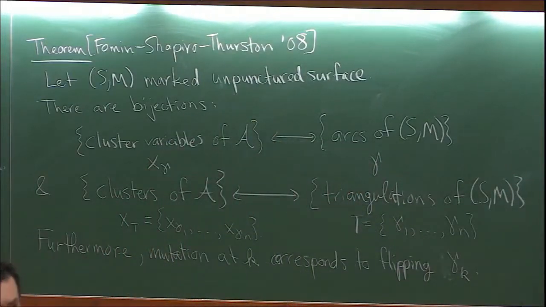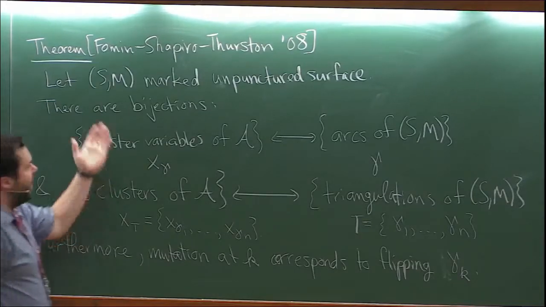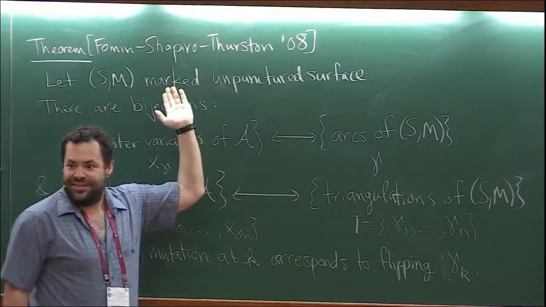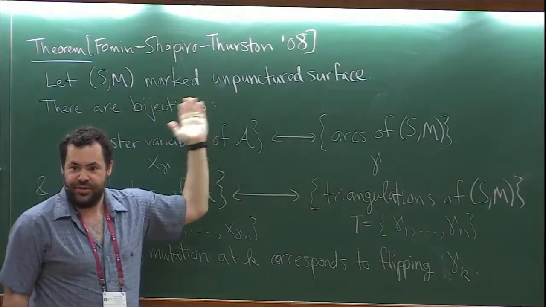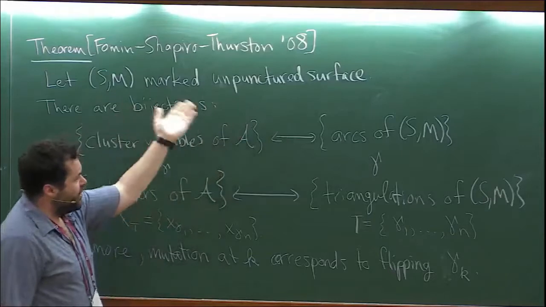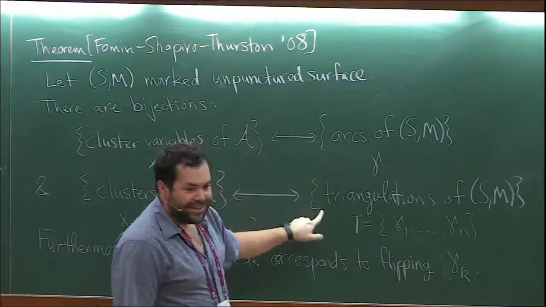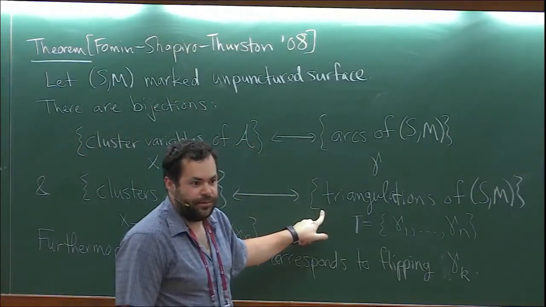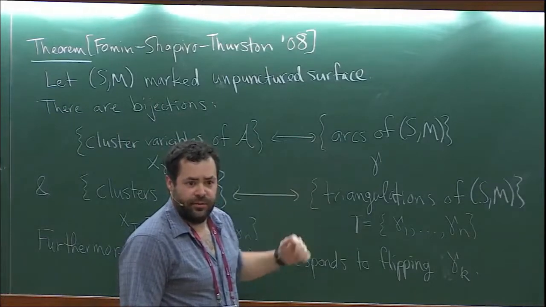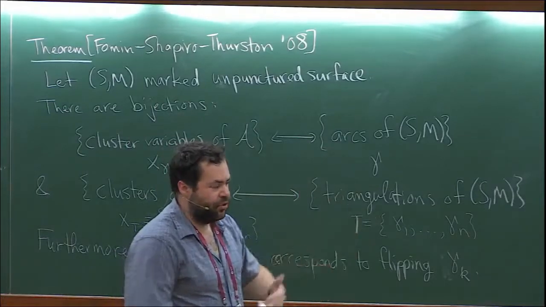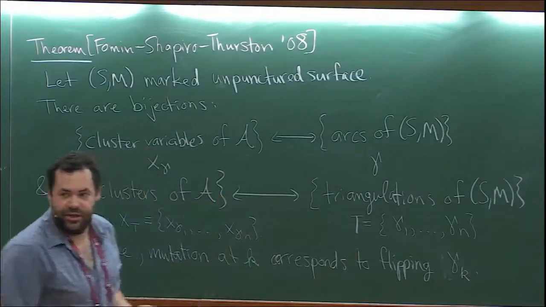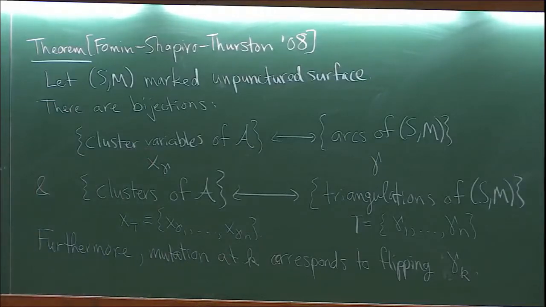Okay. So with the rest of my lecture, what I want to do is explain to you how I can erase this assumption of unpunctured surfaces. So to erase this, I have to write tagged arcs here and tagged triangulations here. Okay? So this is what I want to do. I want to explain to you what these more general tagged arcs and tagged triangulations are. And after that, I will talk about this finite mutation type classification.